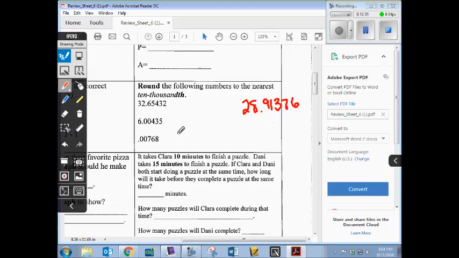28.91376, something like that. If I were rounding this to the nearest 10,000th, what that means is I've got to find the 10,000th place first of all. If the decimal's here, the first one, that's my tenths.